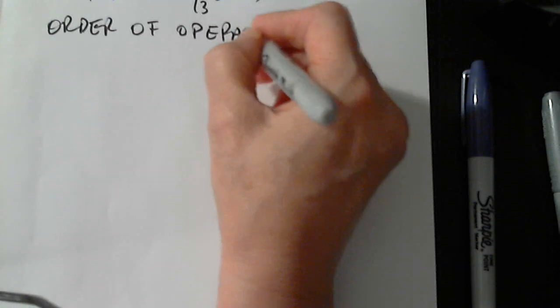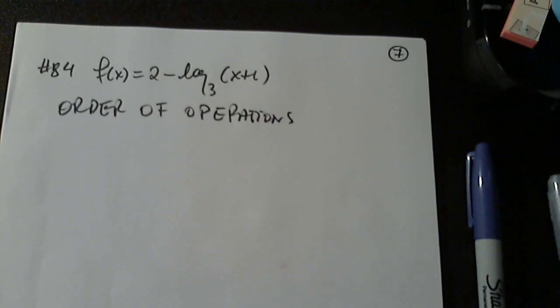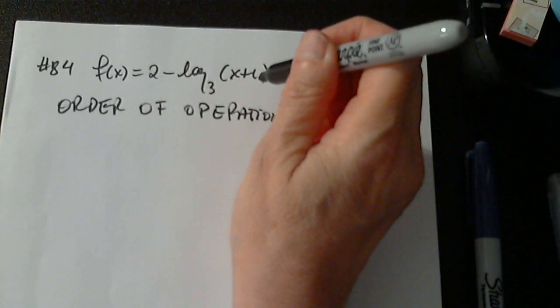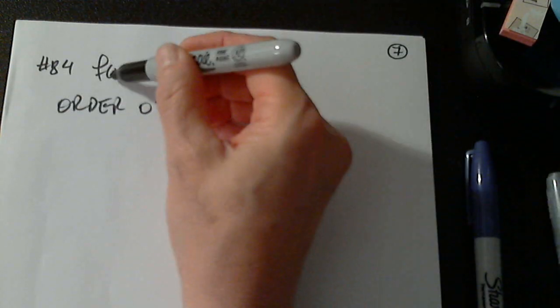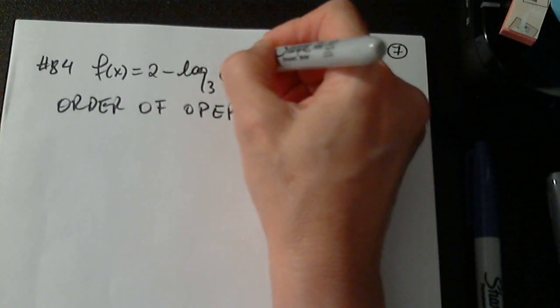So let's start with 84, which is f of x equals 2 minus log base 3 of x plus 1. What is important here is to remember order of operations. What do I mean by order of operations? Imagine that as if you are evaluating the function. So if I evaluate the function, this is what I have to do first.